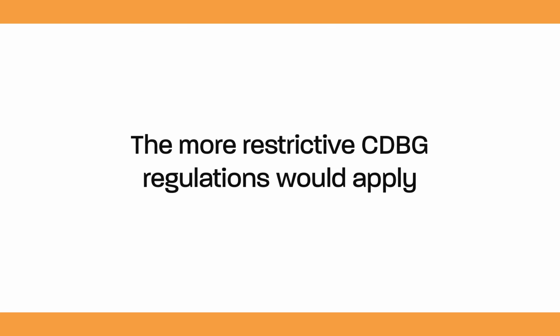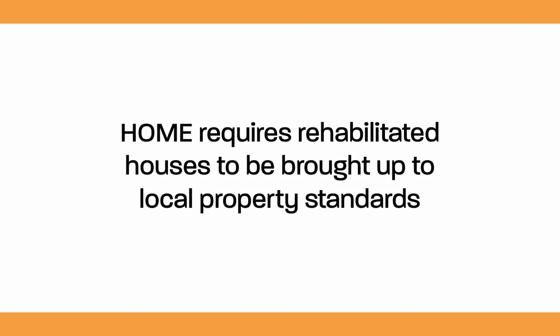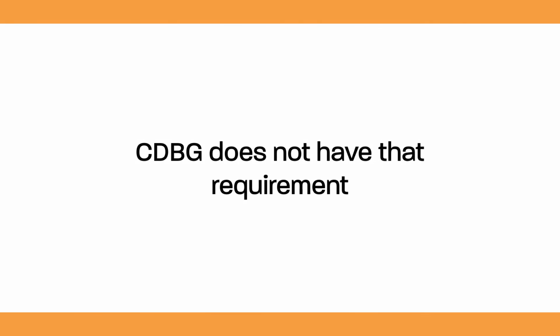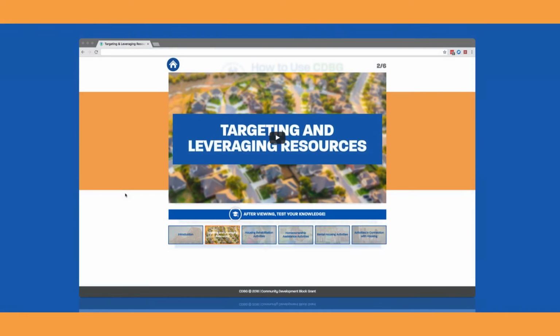In another example, HOME requires rehabilitated houses to be brought up to local property standards. CDBG does not have that requirement, so a house funded with both sources would need to adhere to the more restrictive rules. Thanks for watching Targeting and Leveraging Resources.